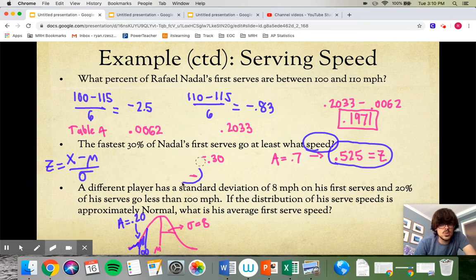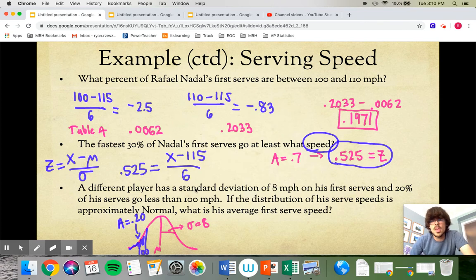And then what I'm going to do with this is plug in the things I know. The value, I don't know, but I do know my z-score. So I'm going to put my 0.525 equals, that's my z-score. I don't know my value. The mean is the same as it's been all problem, is 115. And the standard deviation is the same as it's been, which is 6. So all I would do right here is a little bit of easy algebra. I would multiply by 6, and then I would add 115 to get x.